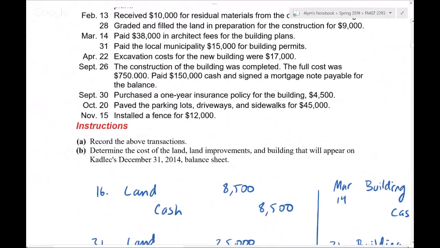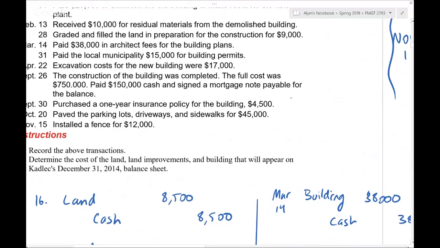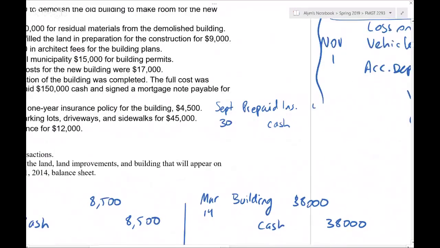On September 30th, we purchased a one-year insurance policy for the building for $4,500. Okay, don't be fooled by this one. On September 30th, we're going to debit prepaid insurance. A lot of students in this question here will debit building here just because we get so conditioned to do that over and over again. But this is insurance that is relating to the building but not necessary to get the building ready. Debit prepaid insurance, credit cash. $4,500.